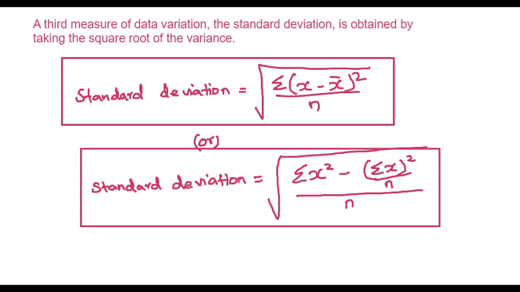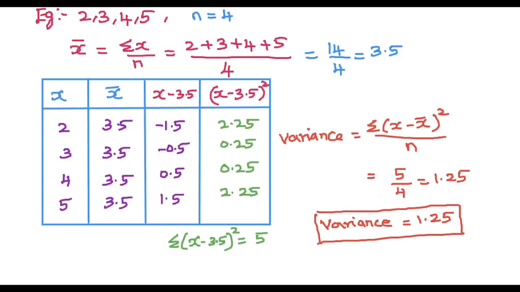So now let's see an example for variance. Here they are given 4 data values, so n equals 4. First we need to find the mean. The mean is denoted by x bar, and it is summation x by n. So summation x means we have to add all these values: 2 plus 3 plus 4 plus 5, which is equal to 14, and divided by 4, which is equal to 3.5. So first we need to find this x bar, that is, mean 3.5.